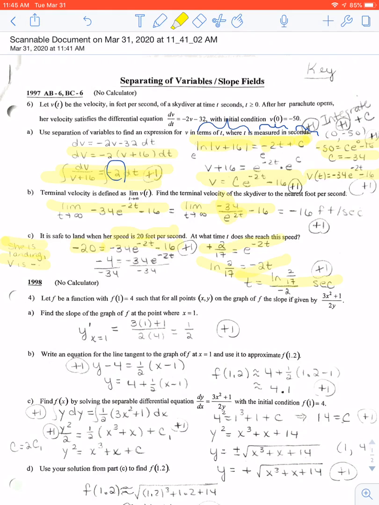Since it was a non-calculator question, I'm just going to leave it t equals ln of 2/17 over -2 seconds, the best I can do. We get a point for this first one and then a point for the second one. If you didn't put -20 but you solved it correctly, you'd probably get that point. So score it out of 9 and make your corrections.